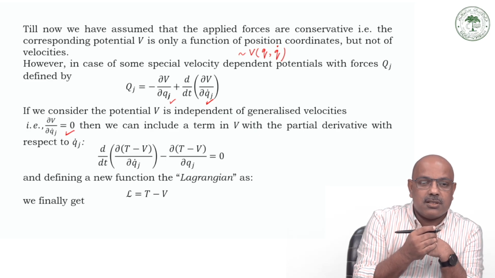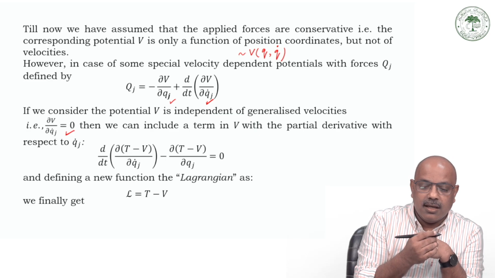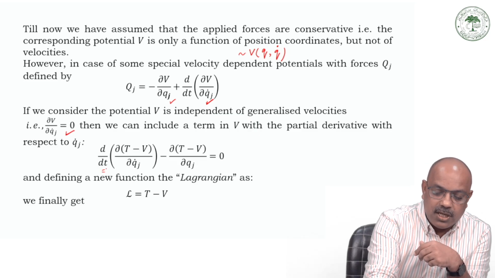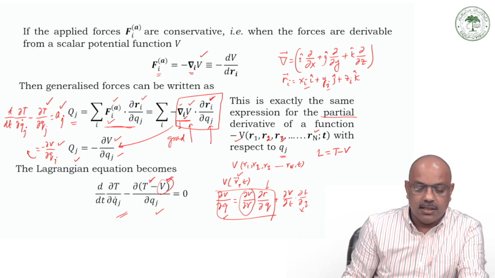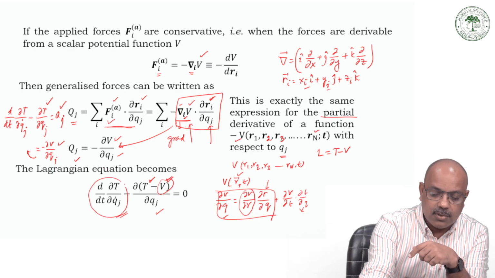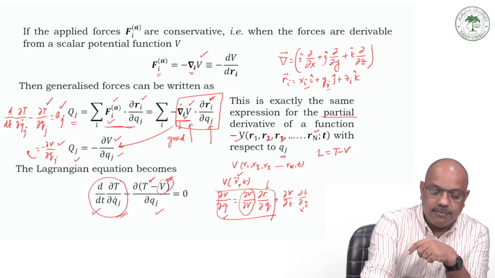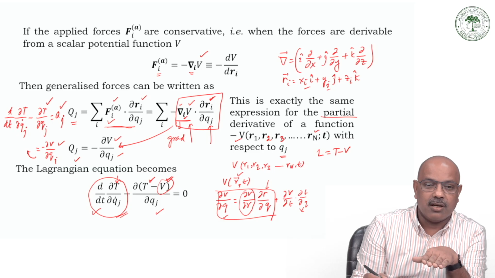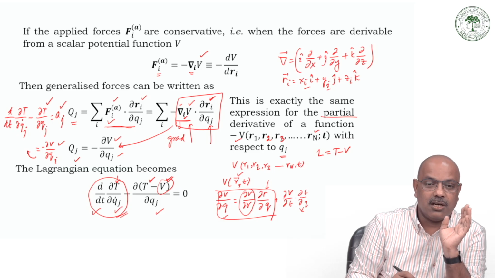So if this is so, then I can add this term into the time derivative. You see that here we have d/dt of only the kinetic energy term with the generalized velocity.